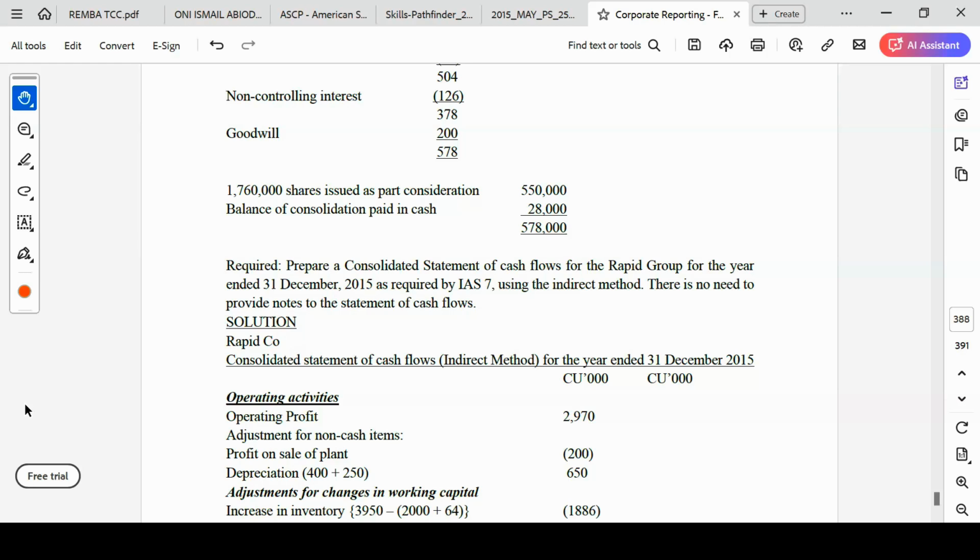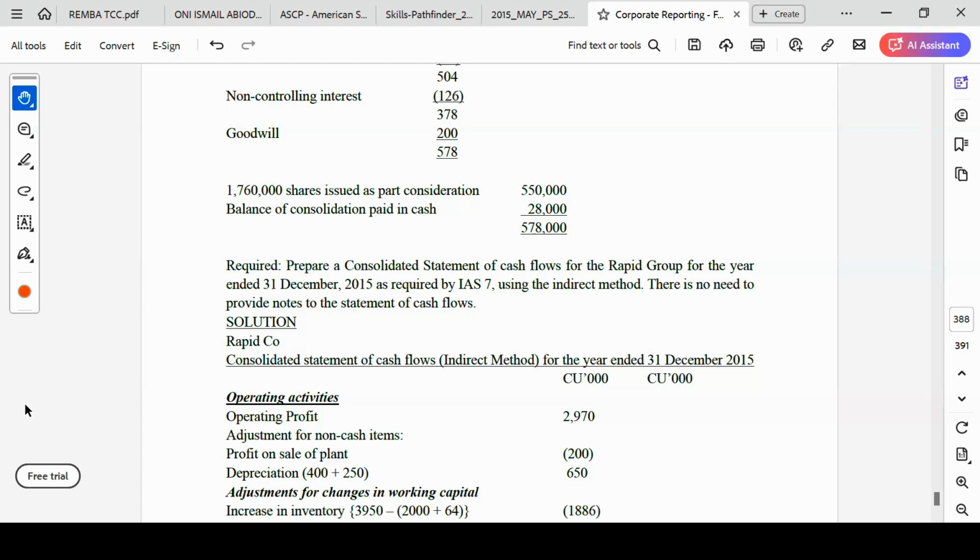Time is not on our side. Before we go and start doing the work, I want you to bear in mind certain things. There are 4 things we had mentioned. These 4 things, you will come across when you are doing consolidated financial statements. You will not come across them when you are dealing with individual company statement of cash flows.